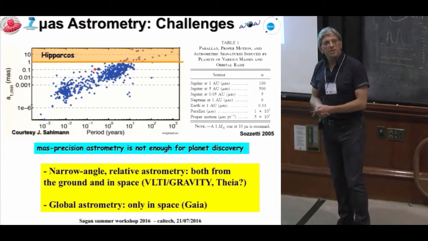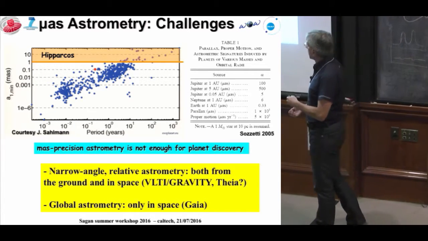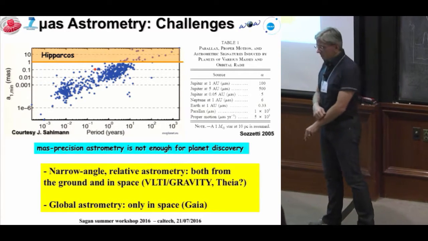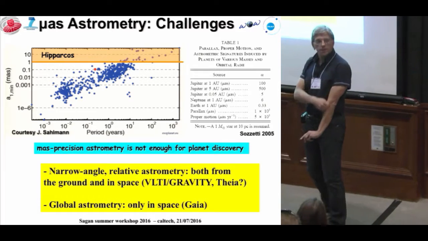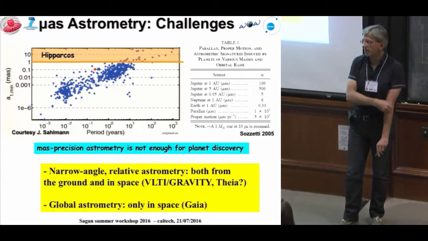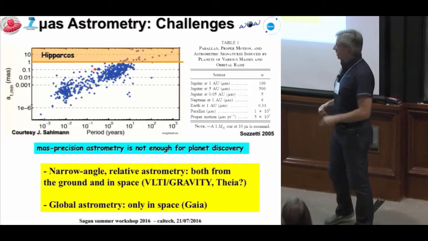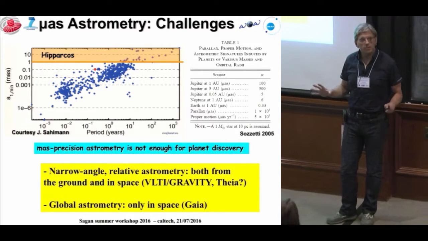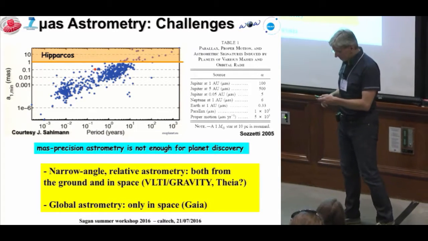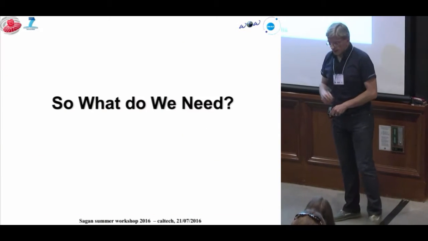The GRAVITY instrument, the second generation instrument on the VLTI, is promising very high precision narrow-angle astrometry. The Theia concept, a proposed mid-sized mission, may do of order a factor of 20 to 50 better than Gaia, down to the sub-microarcsecond level. If you're attempting global astrometric measurements, this can only be done from space, and as of today, only Gaia is in the game, and we will come to that at some point further down the line.